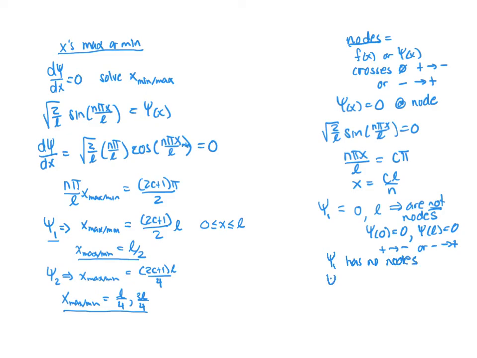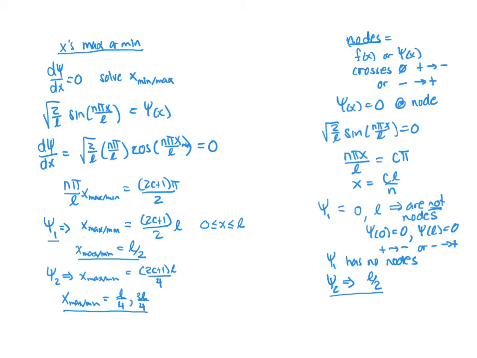Psi 2, on the other hand, has nodes where I have L over 2. So here I've made C equal to 1, n is 2 for psi 2, so L over 2. So L over 2 is a node, and then 2L over 2 just gives me L, and I know that L is not a node, so that's the only node for psi 2. So psi 2 has a node in the middle of the box.